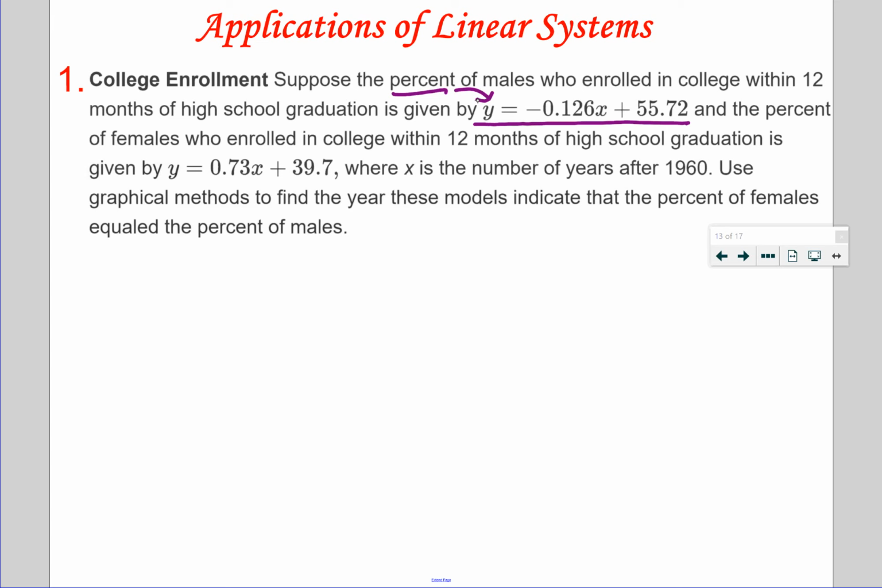And then females also have a similar type of equation. Again, the percent of females, y, within 12 months of high school graduation that are enrolled in college is 0.73x plus 39.7. It also tells us that x is the number of years after 1960. So for example, if my x was 8, that would be the year 1968, or if my x was 40, that would be the year 2000.